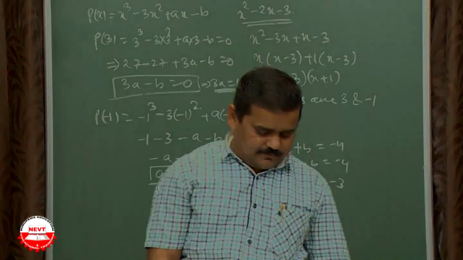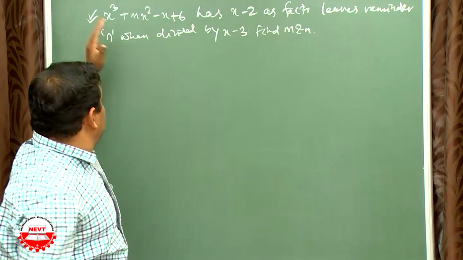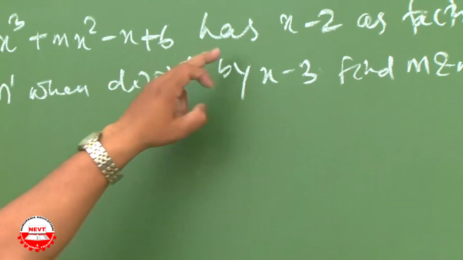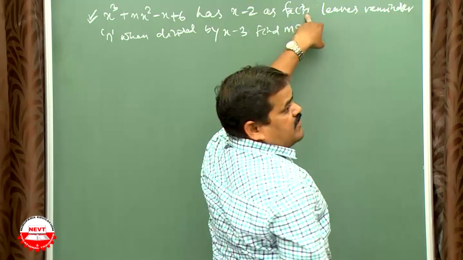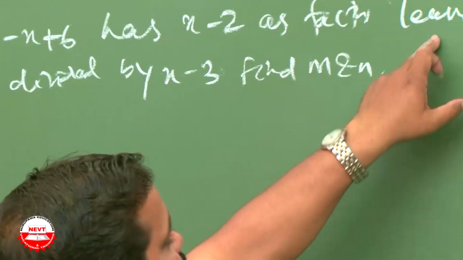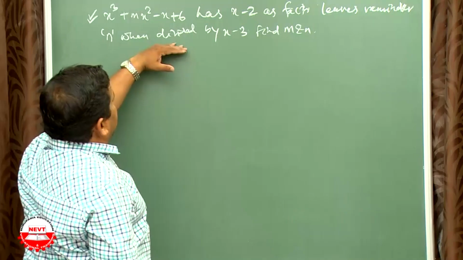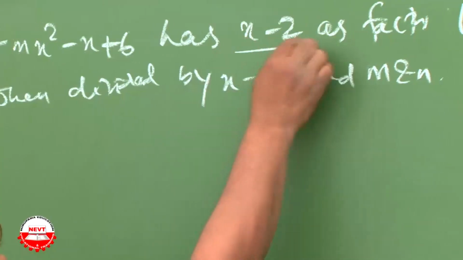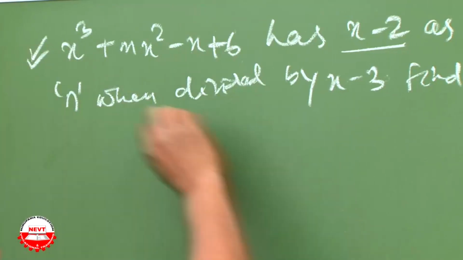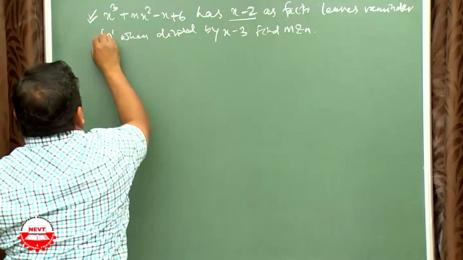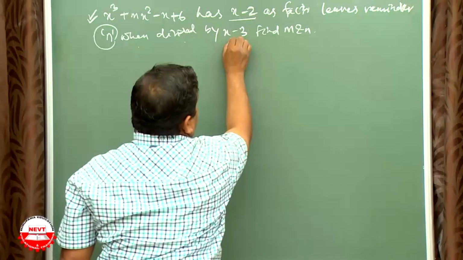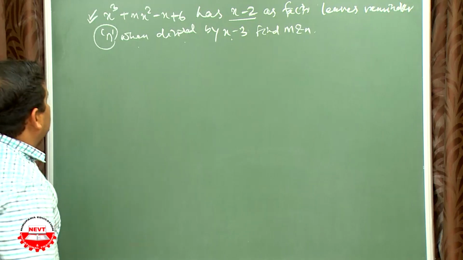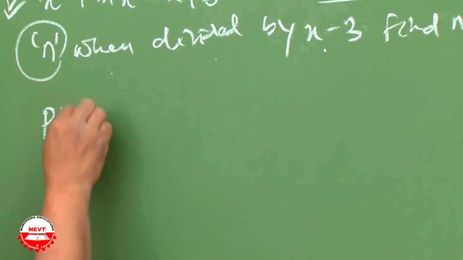It's okay? Come to the next question. This is the most important question, a previous year question. x cube plus m x square minus x plus 6 has x minus 2 as a factor and leaves remainder n when divided by x minus 3. That means x minus 2 is a factor of this and it leaves remainder n when divided by x minus 3. Find m and n. It's okay? So what is your polynomial p(x)?